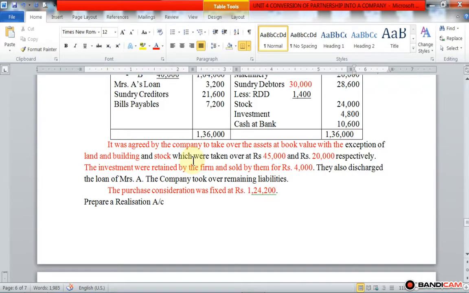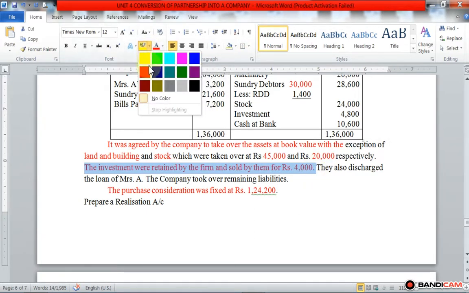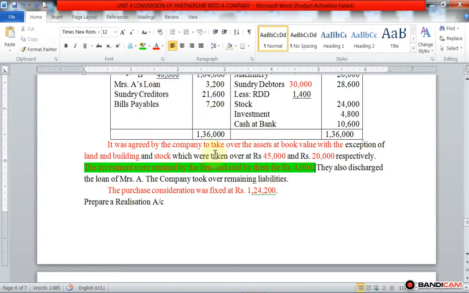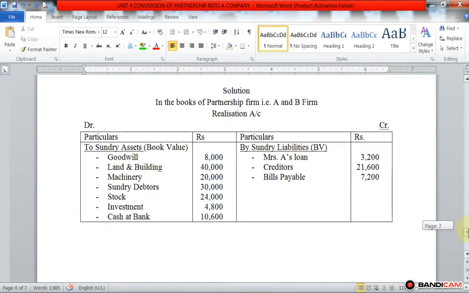Okay, so the second adjustment is very important for the partnership firm, that is, as investment is not taken over by the company, the investment is sold by the partners. It means investment sold, so cash comes into the business. So the entry will be cash account debit to.